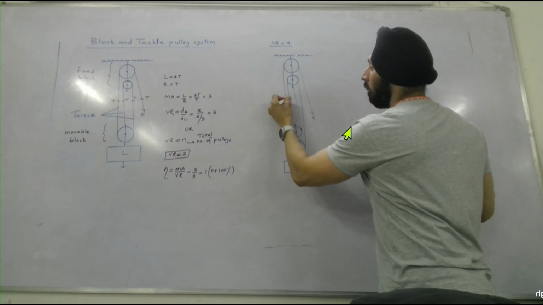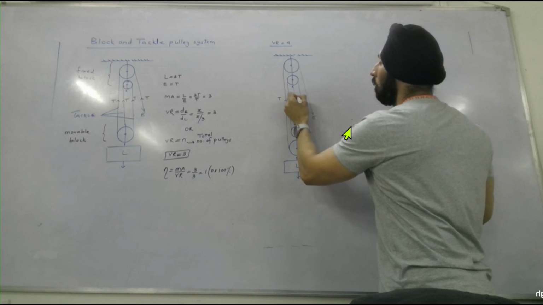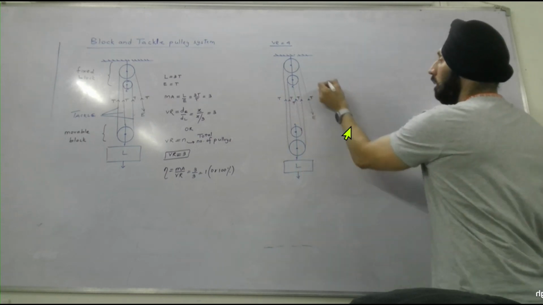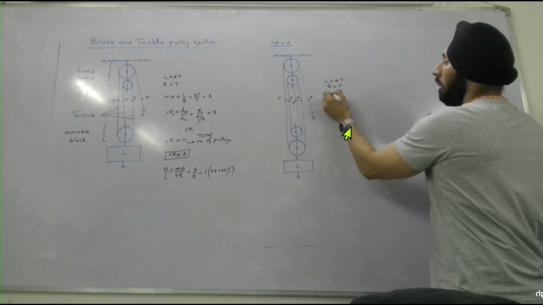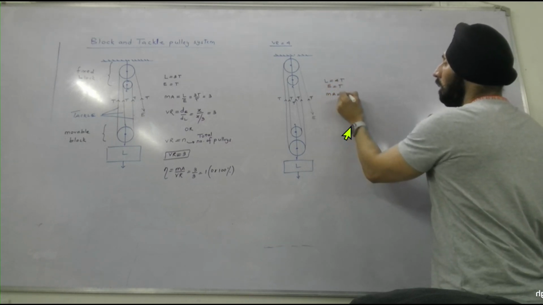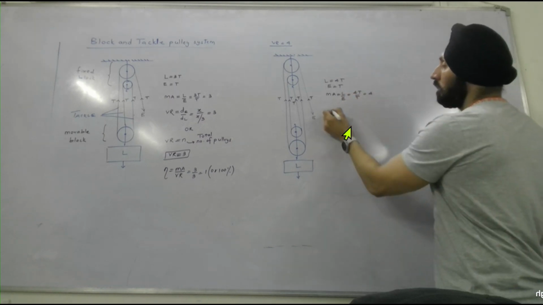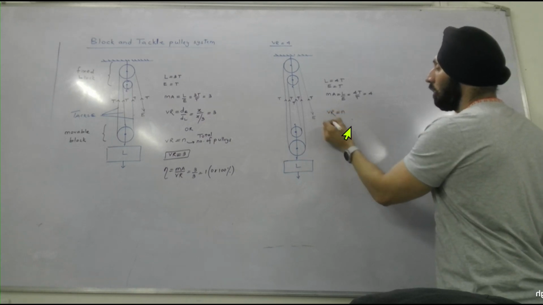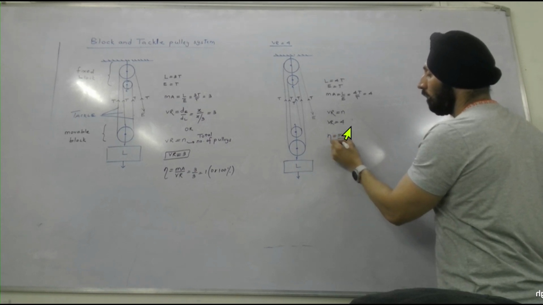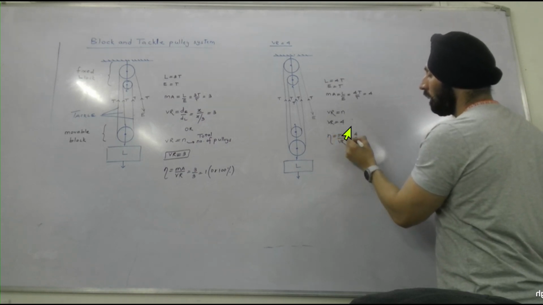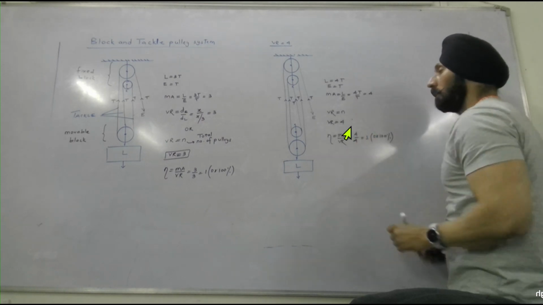Again, 1, 2, 3, 4 tensions for load and 1 tension for effort. Load is equal to 4T, effort 1T, MA is load upon effort, 4T upon T. MA is 4. Velocity ratio is straight away equal to number of pulleys. How many pulleys are there in this case? 4. Efficiency is equal to MA upon VR. MA is 4, VR is 4, answer is 1 or 100%. Sure, understood all of you?